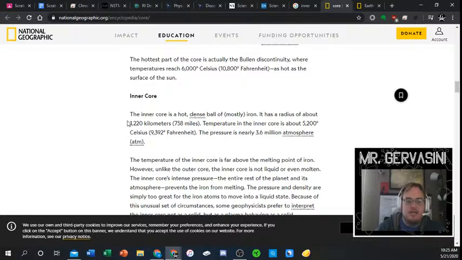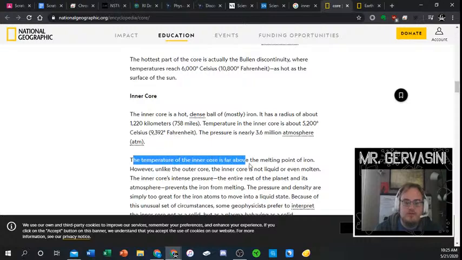The inner core is a hot, dense ball of mostly iron. There's a radius, which is thickness, which we don't need. Temperature is about 5,200 degrees Celsius, and the pressure is like 3.6 million atmospheres. It's like 3.6 million atmospheres pressing down on you. That is a lot of pressure.